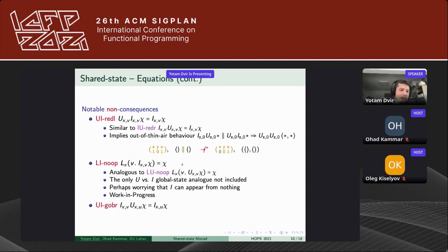And it's the only U versus I global state analog that we haven't included. We thought that it implies that I and U are equal, but that was a miscalculation. So we're still looking into maybe we should include this equation. So if you have any thoughts about this, I'd be very glad to hear. Okay, so considering time, I won't go over the last one, but maybe later if you want to ask about it. Okay, so now that we've gone over the equational theory, next up, the monad.